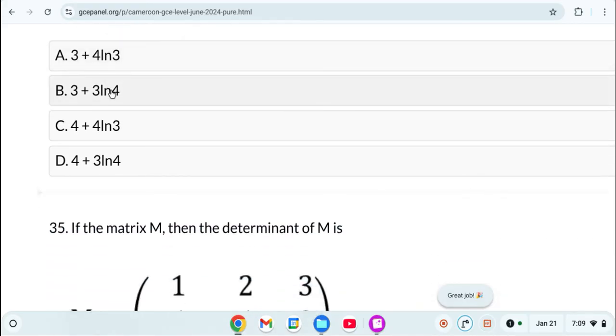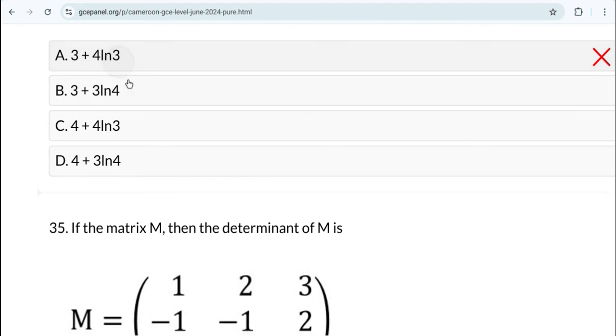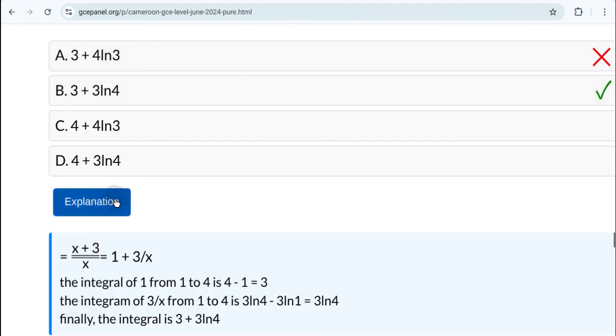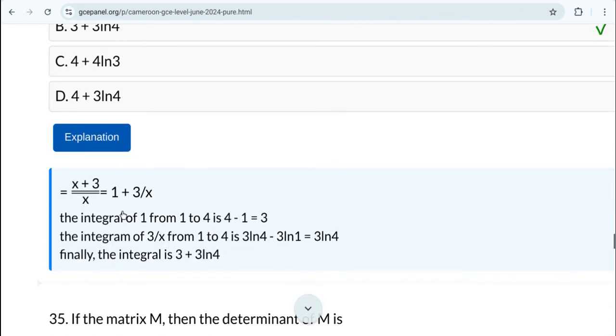All right, I think the key is B. So this is what I'm talking about. x plus 3 on x is equal to 1 plus 3 on x. So we integrate them separately. The integral from 1 to 4 of 1 is 3. And for 3 on x, the integral from 1 to 4 is 3 ln 4 minus 3 ln 1, but 3 ln 1 is 0. So it's just 3 ln 4. So we are going to have 3 plus 3 ln 4.